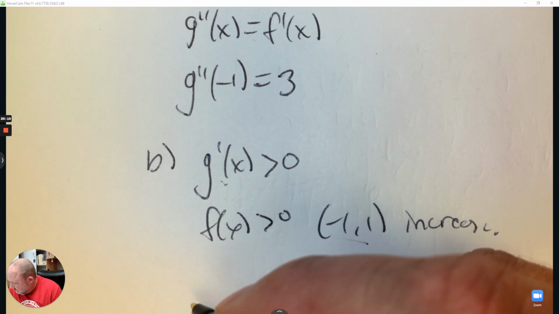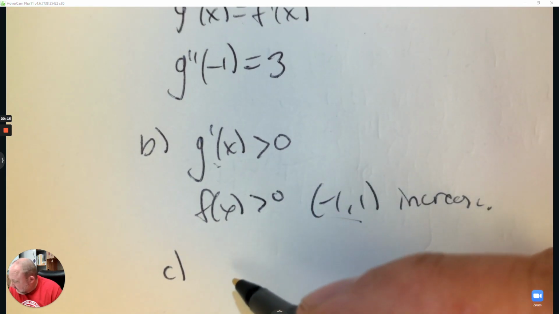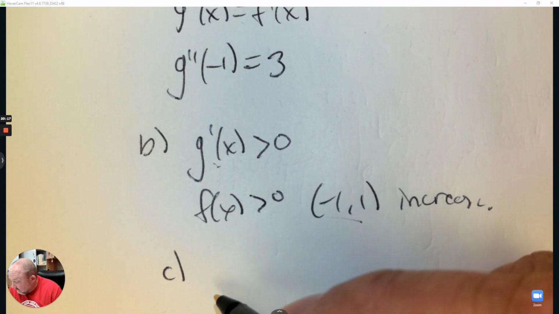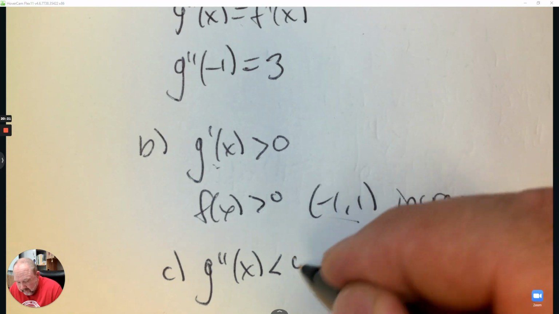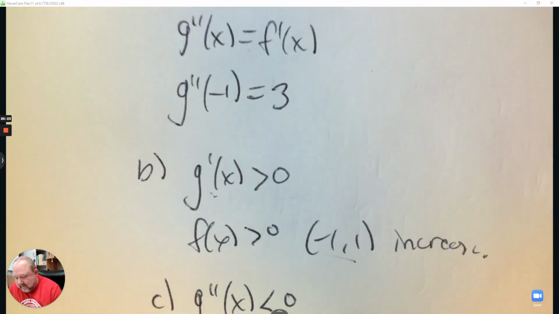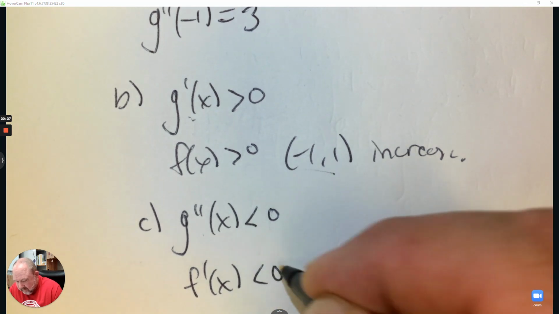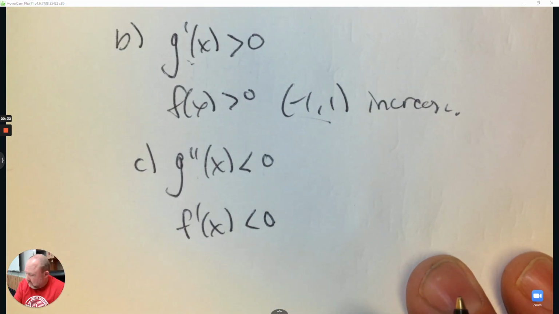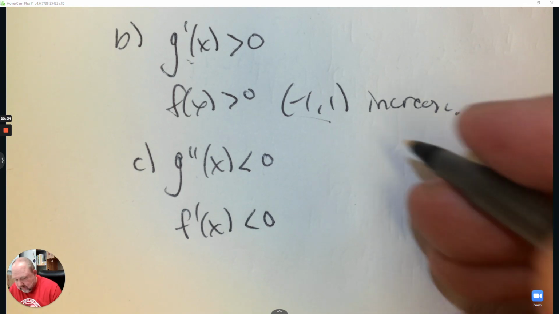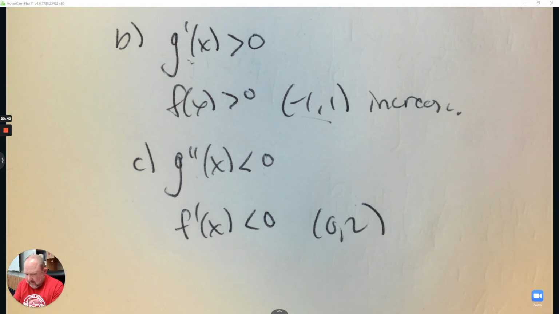Part C, what values of x is the graph concave down? So that's the second derivative in terms of where it's negative. So the second derivative is equivalent to the first derivative of f. And so if that's true, where on the graph is it decreasing, going down? So that's from 0 to 2. So from 0 to 2, you have a negative slope going down. That means concave down for g.